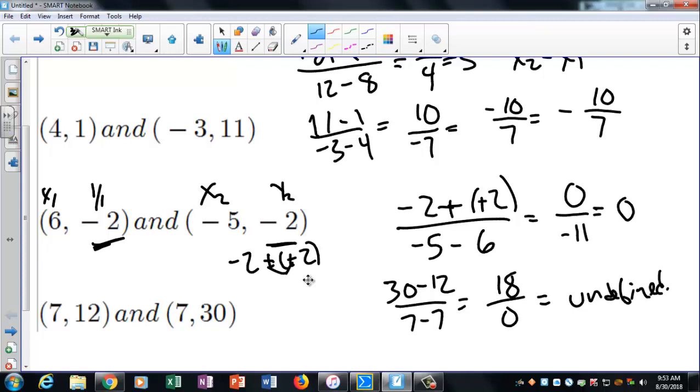Yes, please. I have a question. So that one is 0 because 0 is on top, and then the next one is 0 on bottom. Is that why it's undefined?